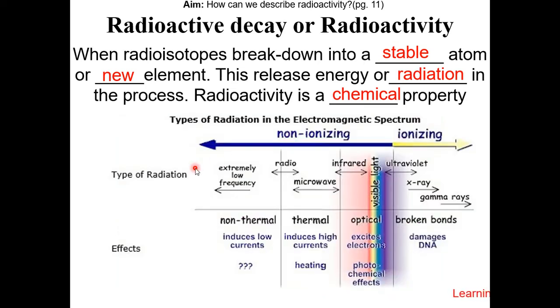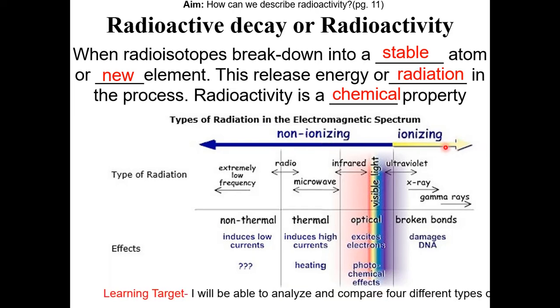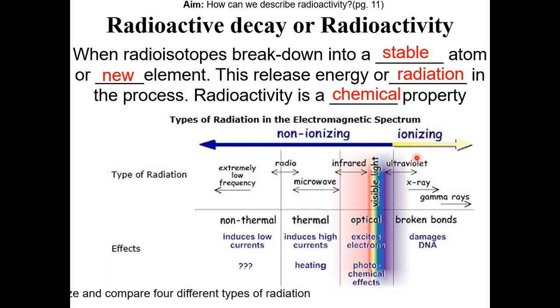Here's a diagram showing the types of radiation. There's non-ionizing and ionizing radiation. Typically, ionizing radiation is dangerous to humans because it can damage DNA. Now take a moment to watch a video about radioactivity. The link to the video will be in the descriptions. Once you watch the video, resume this one.